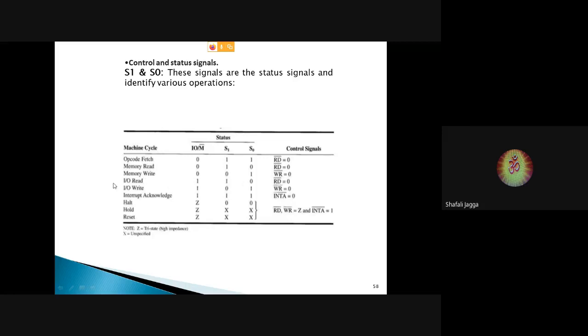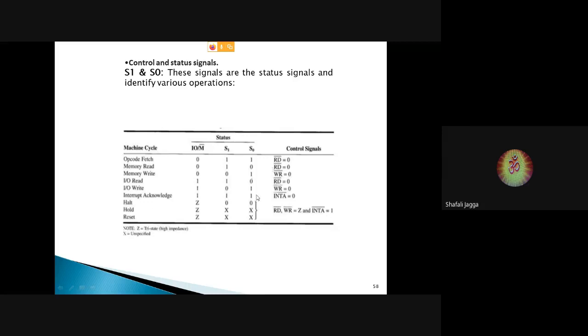The remaining we never use. But we should be clear that whenever it is the interrupt acknowledgement, this control signal INTA bar should be activated. And for halt, hold, and reset, read bar and write bar are both in a high impedance state because neither a reading nor a writing operation is being performed, and interrupt acknowledgement should also be 1. It should not be active.